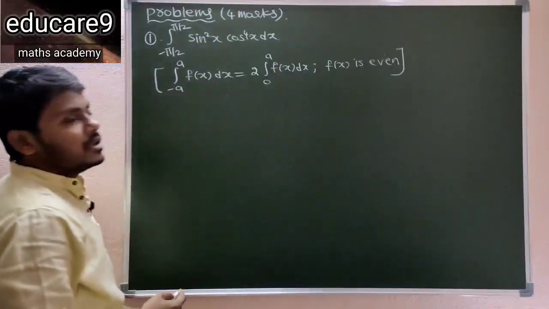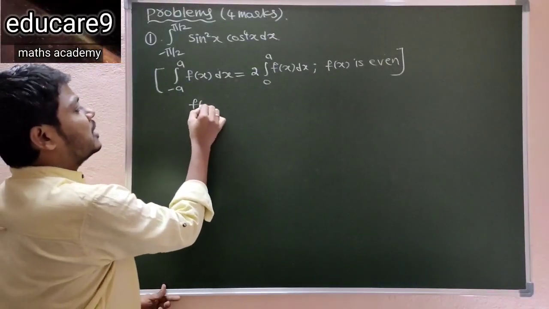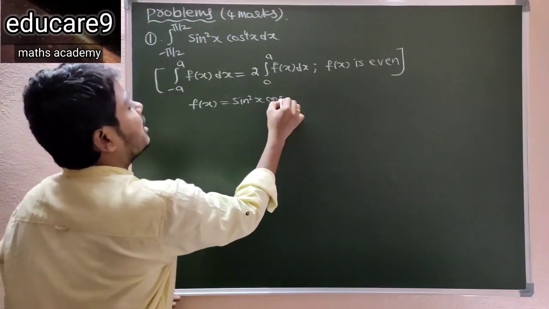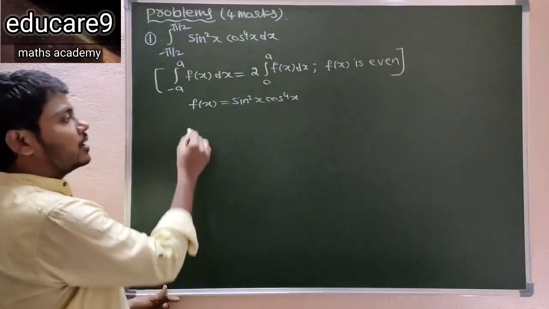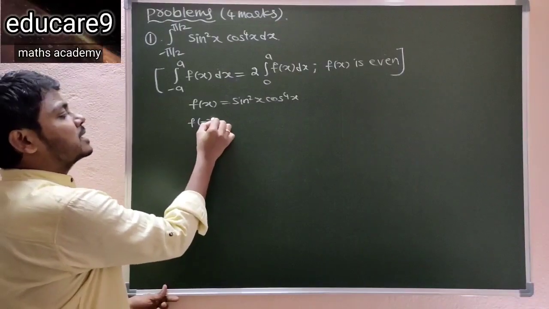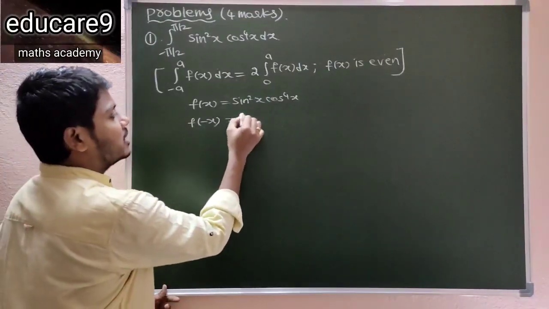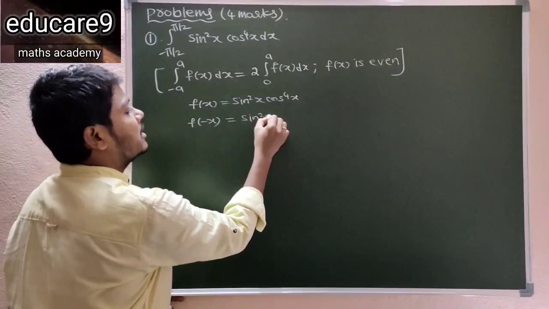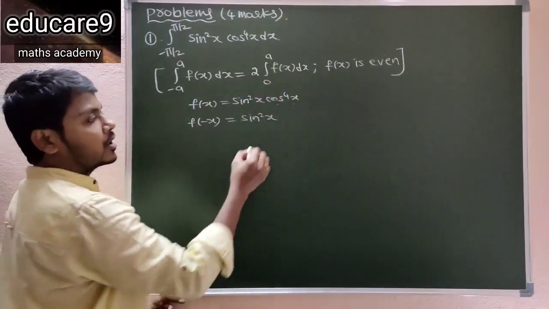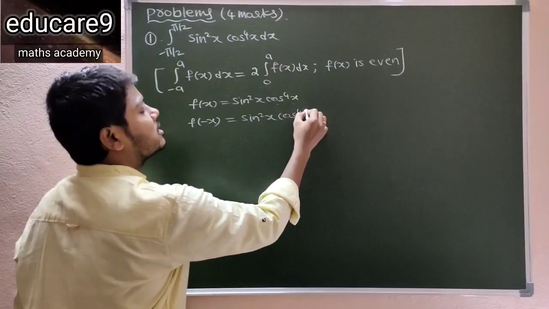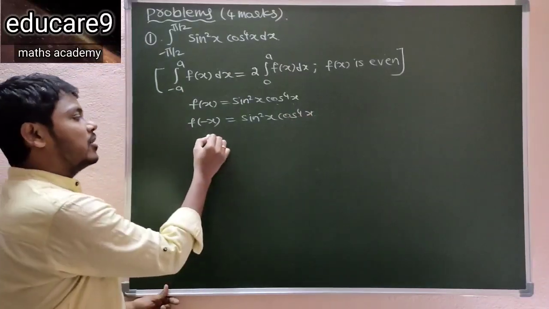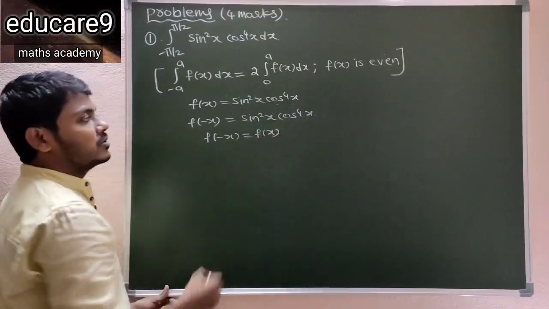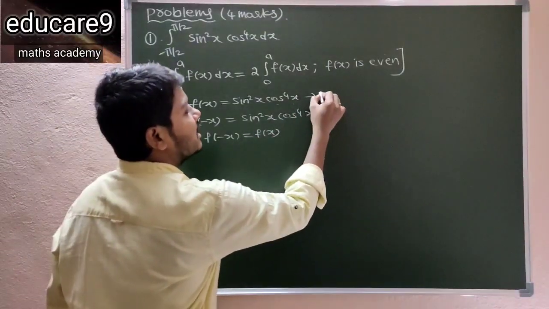See here, what is f of x? f of x is equal to sin square x cos power 4x. Now replace x by minus x. So what you get? Sin of minus x whole square, again you will get sin square x, and cos of minus x whole to the power of 4 is cos power 4x. So clearly f of minus x is equal to f of x. Therefore the given function is an even function.